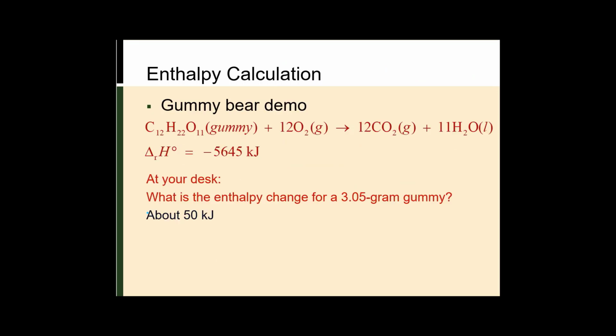Here's another one I'd like for you to just verify that you can get this answer. If we take a gummy bear, which is sugar, C12H22O11, and burn it, we can see it's combusting with oxygen to make CO2 and H2O. We're given the delta H is negative 5,645. Let's say that I had a 3.05 gram gummy bear. See if you can get the enthalpy of this, the amount of heat or energy given off. See if you also get 50 kilojoules.